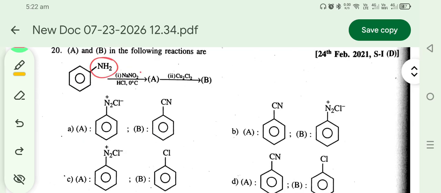NaNO2 with aniline gives a diazonium compound. With CuCl2 it gives chlorobenzene. Option A is diazonium and B is chlorobenzene. C is correct.